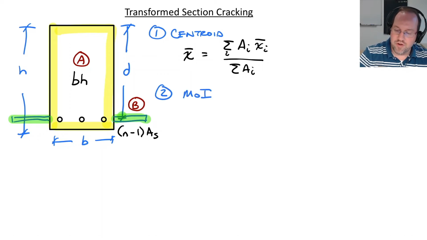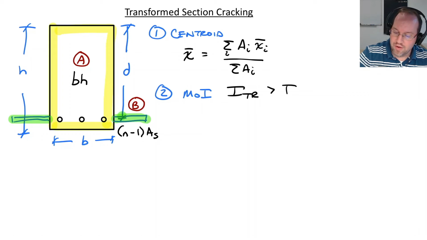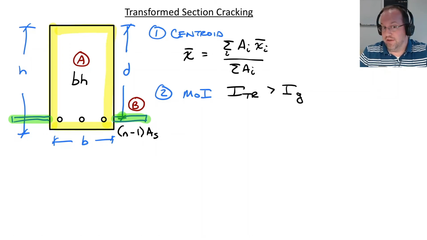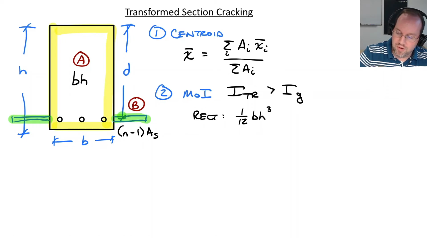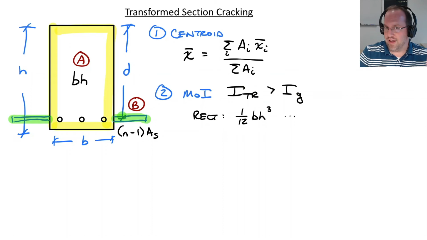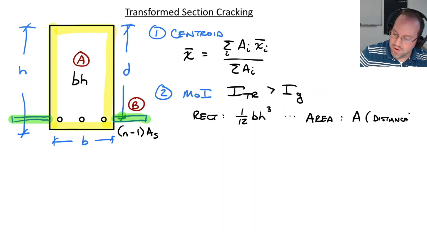Next, once you have a centroid, then you can calculate your moment of inertia. Now, the moment of inertia here is going to be something called the transformed moment of inertia, I sub TR, and it will always be greater than I gross because I've added two wings to my section. To calculate this value, we're going to need to know the moment of inertia for a rectangle, which is 1/12 BH cubed. And we're also going to need to be able to transfer areas to a new centroid.